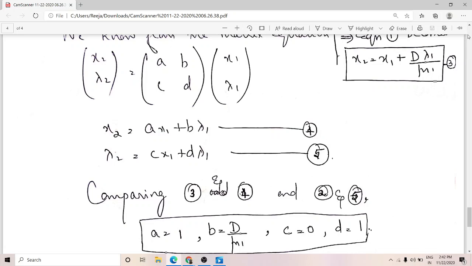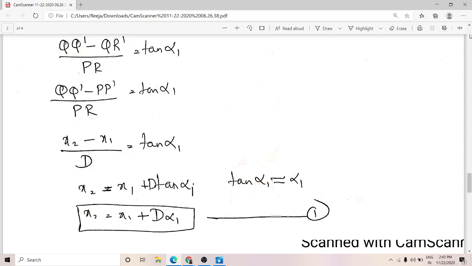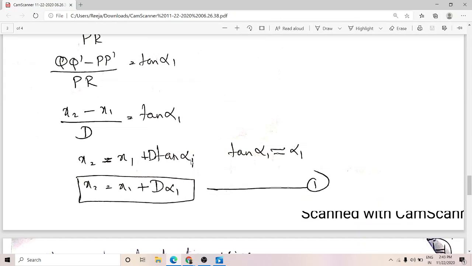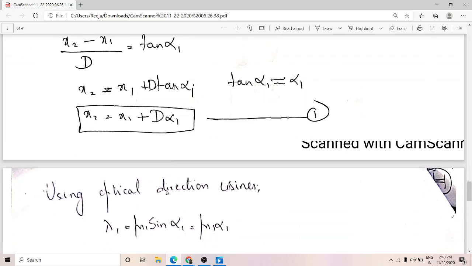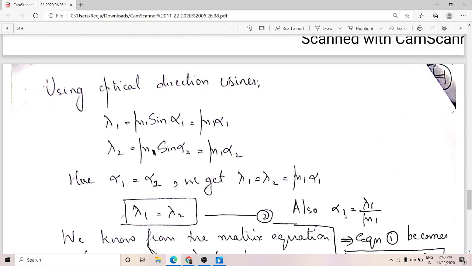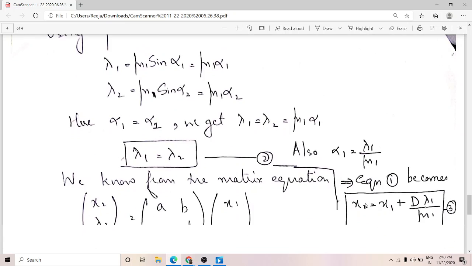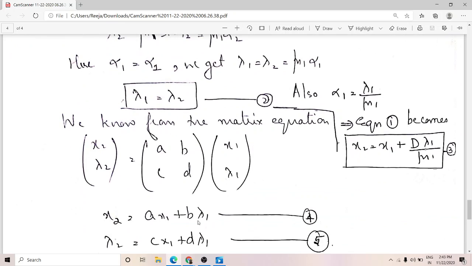I think you understood now why we replaced this d alpha 1 by lambda 1 by mu 1, because this is for comparing with the general equation. Otherwise, you won't have a lambda 1 term here. That is why we replaced alpha 1 with lambda 1 by mu 1, so that you can compare it with this equation 4. Otherwise, if you write alpha 1, you have nothing to compare in the second term. So you get b is equal to capital D by mu 1.